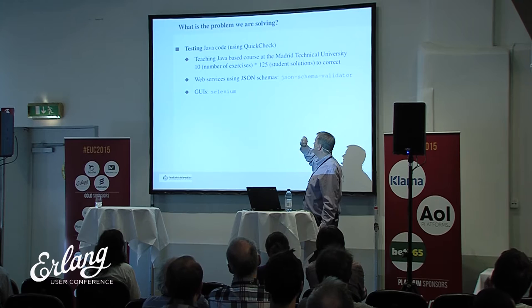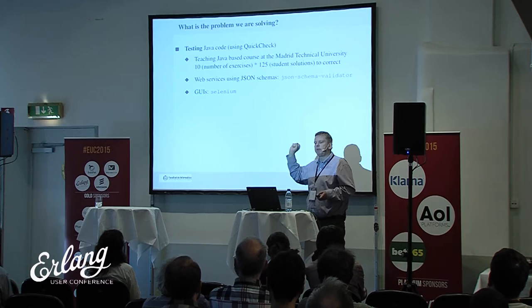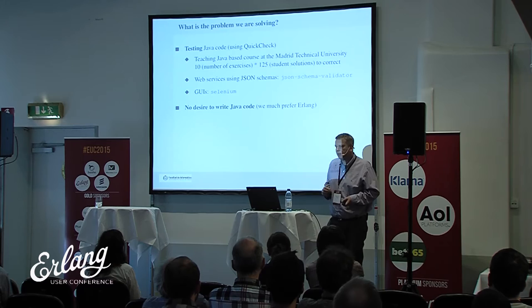Another useful thing is GUI testing, we do a little bit of that as well. And you have Selenium written in Java. Maybe there are other APIs nowadays. But one possibility is to call Selenium directly from Java. So actually, Java has some good stuff. We want to use it. But we really don't want to write Java code. We like Erlang much better. Okay? So this is our problem. We have to call Java, but we don't want to do that, okay?